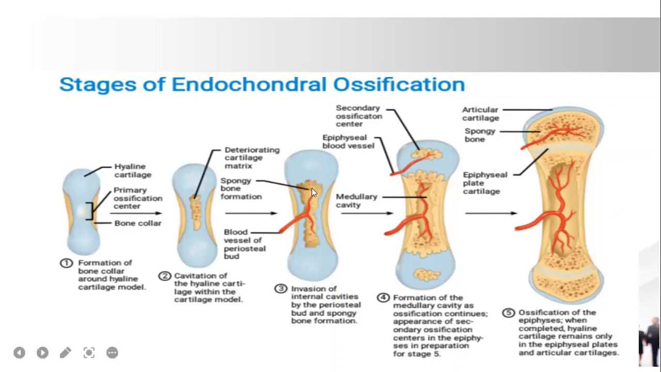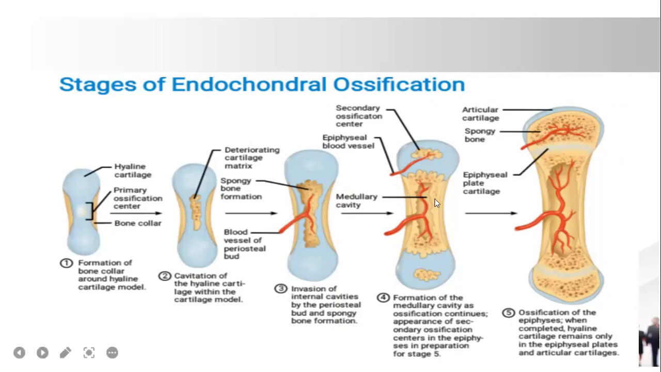Then we have the spongy bone formation. Spongy bone starts to form around these surfaces here, like this point. Then moving to the fourth, we have formation of the medullary cavity as ossification continues. Then appearance of the secondary ossification center in the epiphysis, in preparation for stage 5.